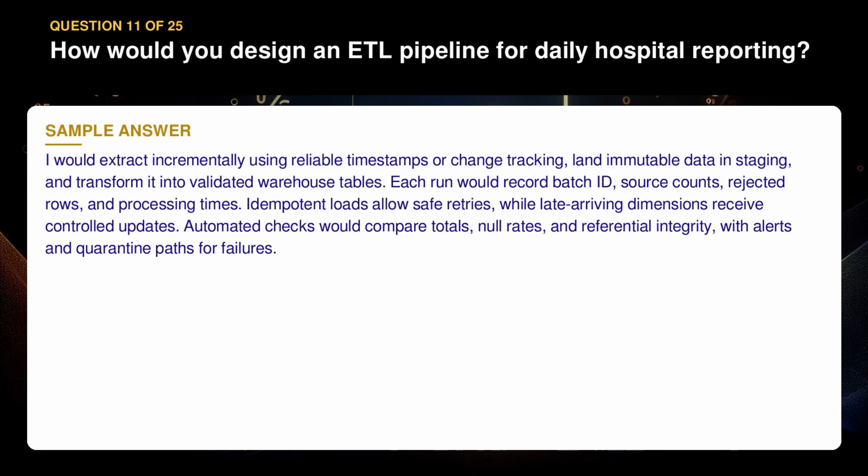I would extract incrementally using reliable timestamps or change tracking, land immutable data in staging, and transform it into validated warehouse tables. Each run would record batch ID, source counts, rejected rows, and processing times. Idempotent loads allow safe retries, while late-arriving dimensions receive controlled updates. Automated checks would compare totals, null rates, and referential integrity, with alerts and quarantine paths for failures.